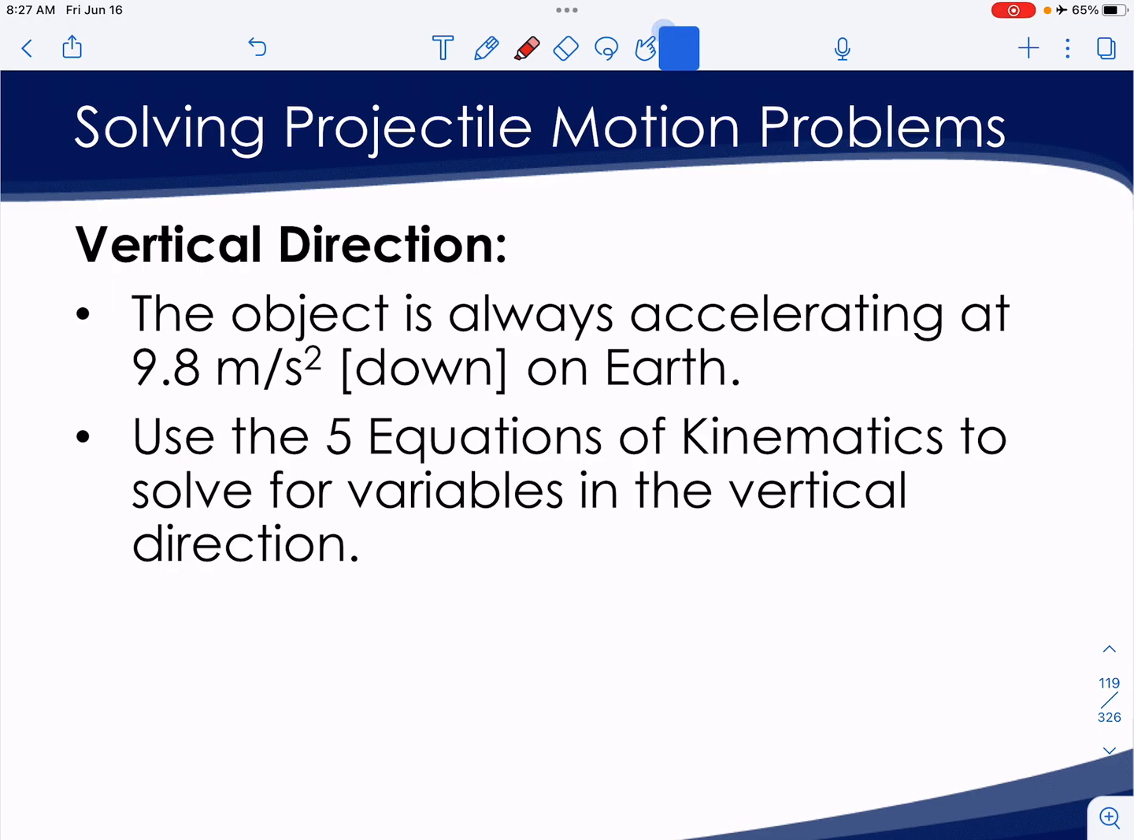In the vertical direction, the object is always accelerating at 9.8 meters per second squared down onto Earth. So in that case, you would use one of the five equations of kinematics to solve for the variables in the vertical direction.